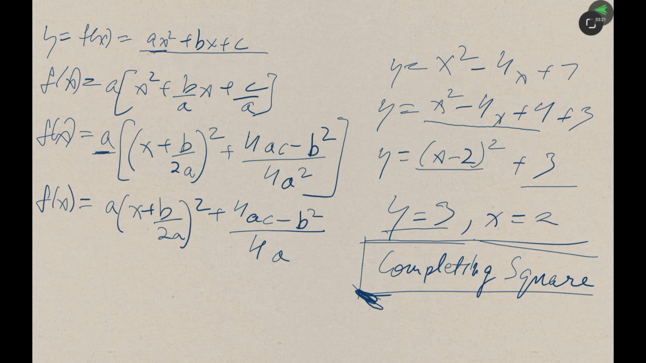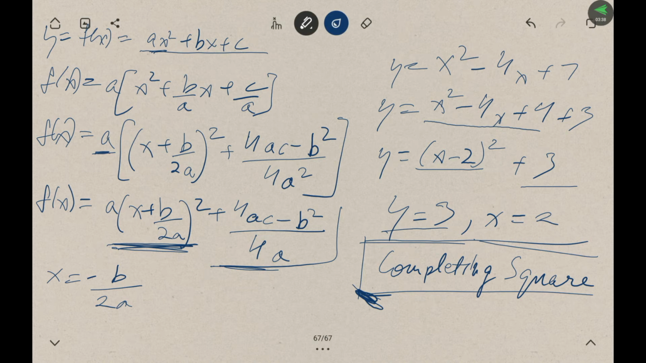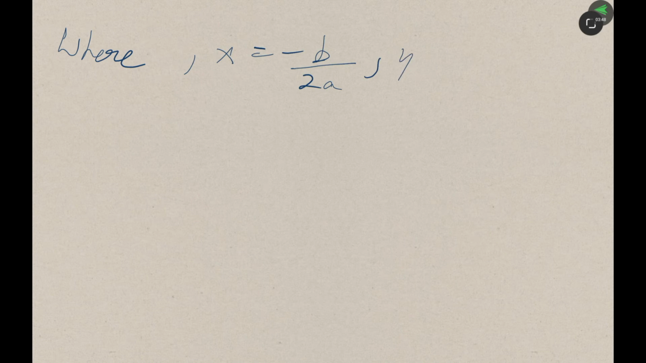So now you can see, if I put the value of x as minus b over 2a, this will become 0 and we will be left with (4ac minus b squared) over 4a. So this will be the minimum value. Let me write it on the next page here. Where is the minimum value? It is at x equals minus b over 2a. What is the minimum value? y equals (4ac minus b squared) divided by 4a for quadratic functions.